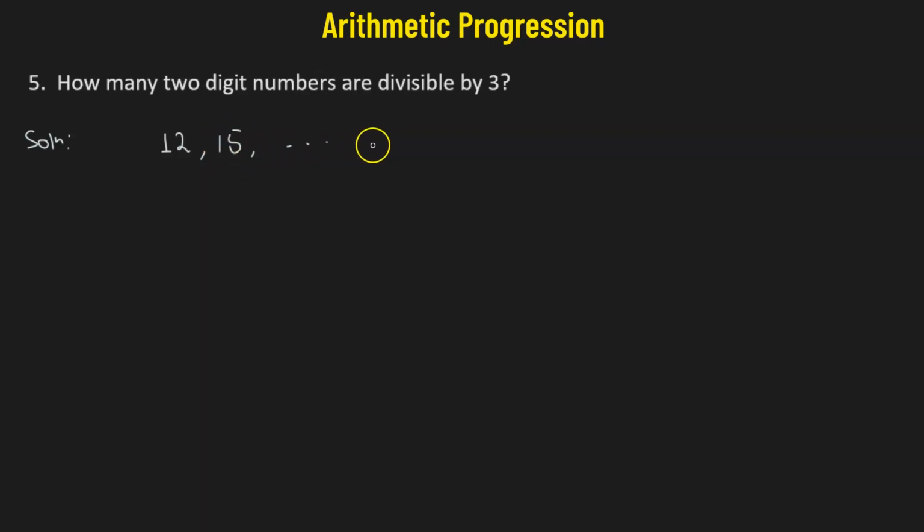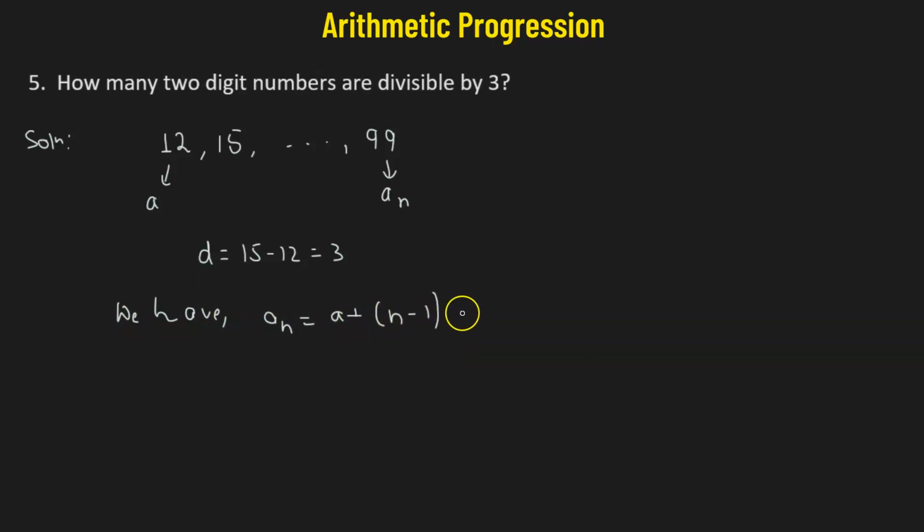So what's the highest two-digit number that's divisible by 3? That's 99. So here, our first term, that's 12, and our last term, which is our nth term, is going to be 99. And what's the common difference? The common difference will be 15 minus 12, which equals 3. Now we will use the general formula. We have our nth term, an, given by a plus n minus 1 times d. So our task will be to find out the value of n.